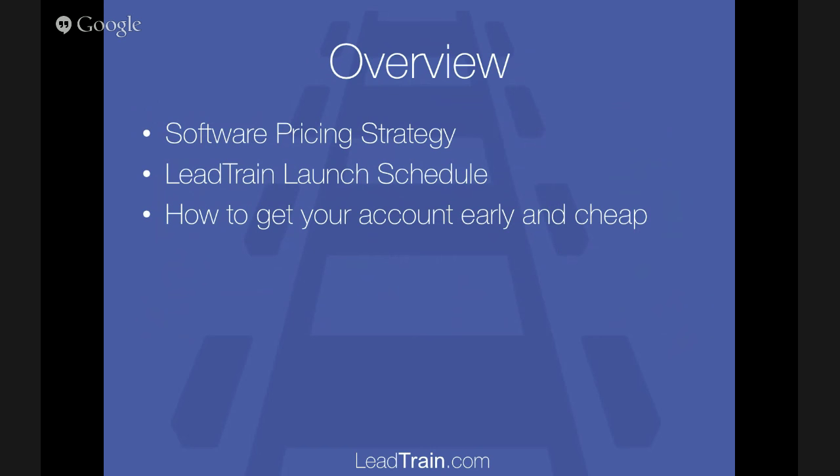A quick overview. Today, we're going to talk about the software pricing strategy. We thought rather than just giving you the price, we've been very transparent in all of our decisions thus far, even down to the decision of our name. So I think it only makes sense to be transparent in what led to the decision of the price point that we've decided on. After that, we're going to talk more about the launch schedule, when things are going to start coming and when you can get in. And we're going to finish off with the best way to get an account, a one-time offer that we're presenting here on this webinar. So let's get going.